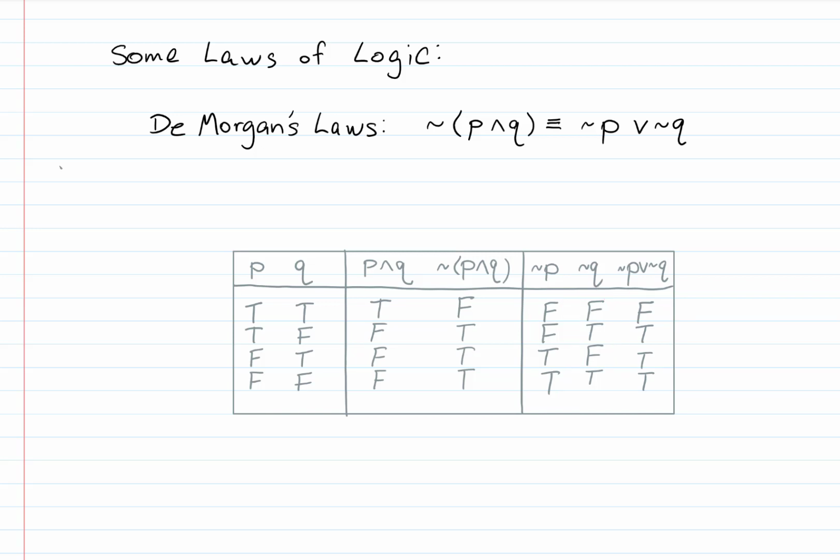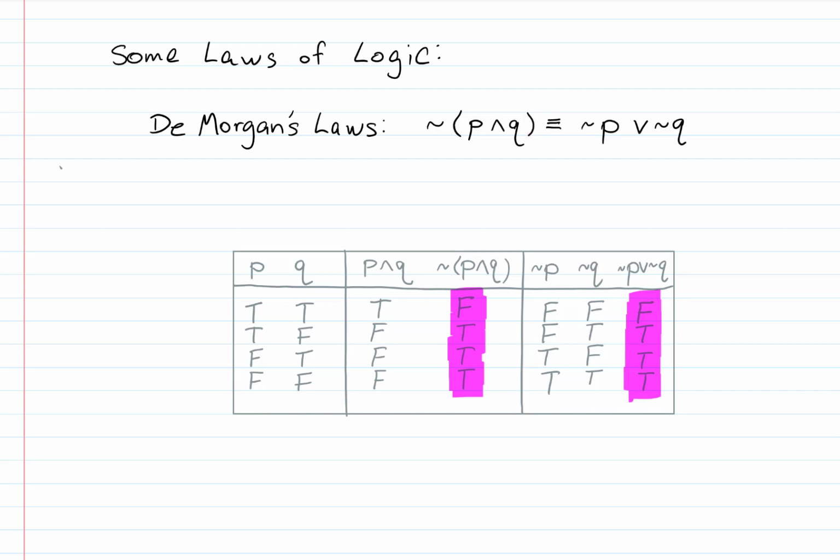And now I just compare this column and this column, and you see that they're identical, and so that means that those two statement forms are logically equivalent. Okay, so that's one of De Morgan's laws.